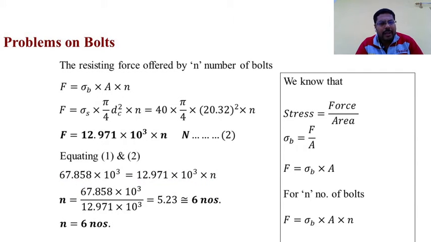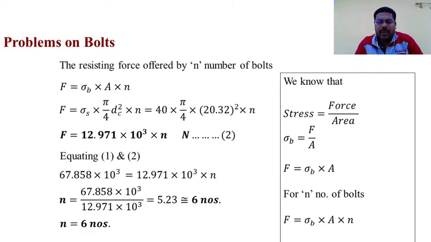The next solution is the resulting force offered by n number of bolts. So the number of bolts we can also find here. We know the formula again: stress is equal to force by area. Therefore sigma B is equal to force by area, so F is equal to sigma B into A. For n number of bolts, F is equal to sigma B into area into n, where sigma B is the stress, A is the area, and n is the number of bolts.